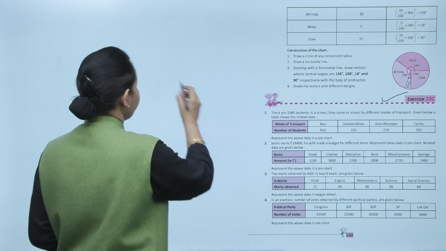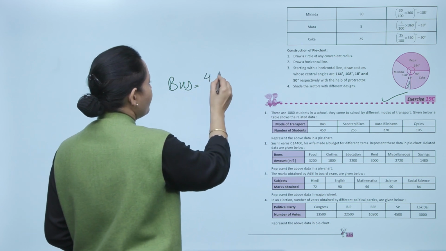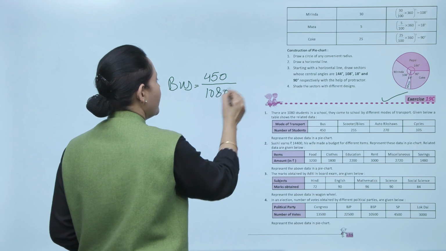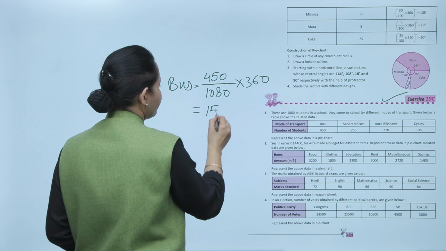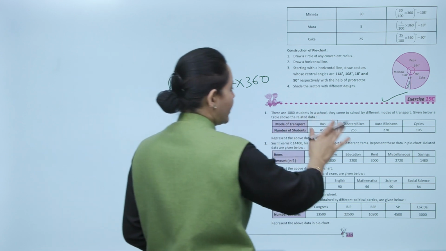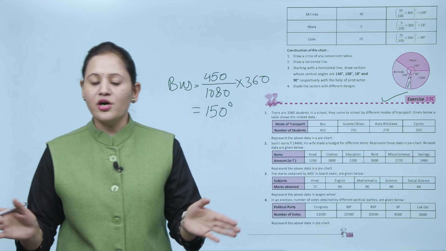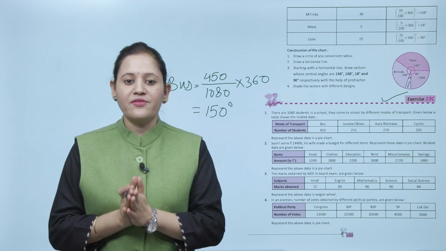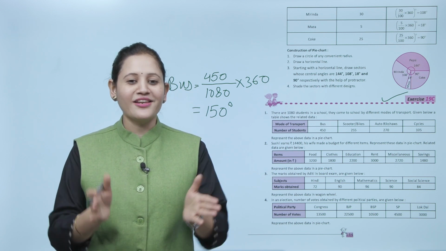Like for bus, it was 450 divided by the total number of students, that is 1080, multiplied by 360 degrees. That is equal to 150 degrees. Like this you will find the angles for scooter, auto rickshaw and cycle, and accordingly you will draw the pie chart. Clear? You have to do this by yourself. So here we end the chapter. I hope you understood it well. Now you have to practice it.